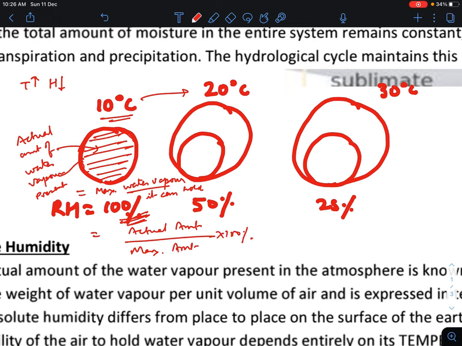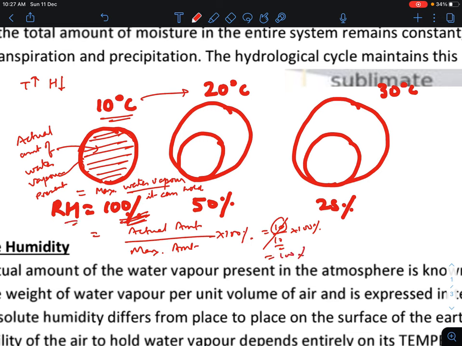Now just remember this diagram. We are talking about this volume, which contains the actual amount of water vapor, suppose 10 gram, and the maximum amount of water vapor it can hold is 10 gram. 10 divided by 10, how much does it come to? 10 divided by 10 into 100. Once again, at 10 degrees Celsius we have taken this volume, which contains 10 gram, and the maximum amount of water vapor it can hold is 10 gram. Then we get 100%, which means the relative humidity is how much?